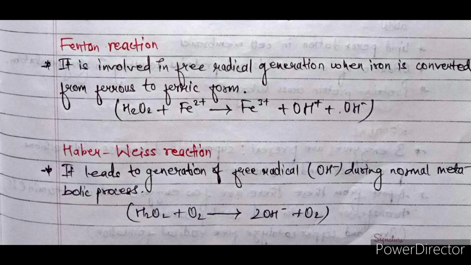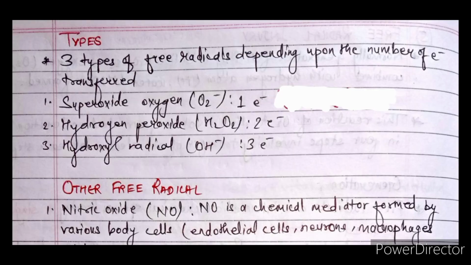So what is Haber-Weiss reaction? It leads to generation of free radical during normal metabolic process. So coming on the types of free radicals, it is generally of 3 types depending upon the number of electron transferred. So number 1 is superoxide oxygen and it has 1 electron. Number 2, hydrogen peroxide H2O2, it has 2 electrons. And number 3 is hydroxyl radical, that is OH minus, which has 3 electrons.